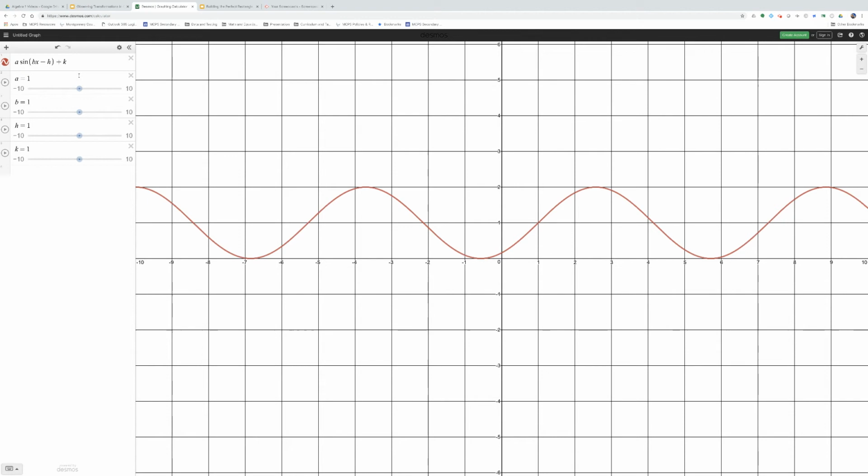Now I'm going to go ahead and add another function, but the purpose of this is not actually to view yet. So I'm going to add a similar function, a times the quantity bx minus h quantity squared plus k. It's a quadratic. And I'm going to go ahead and click on this graph right here because I want to hide it for now. Let's start playing around with those variables.